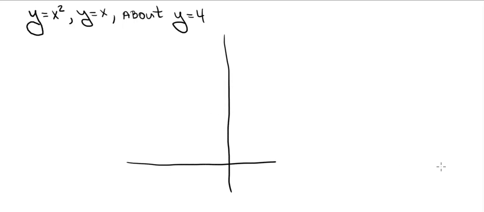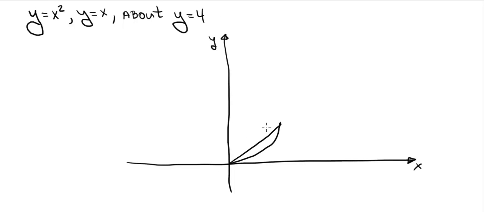So here is our region. Here's part of the parabola that we need. This is a part of the line. There are 2 points of intersection here and here. The x-coordinate of this point is 1, and of course this is the origin, so it's 0.